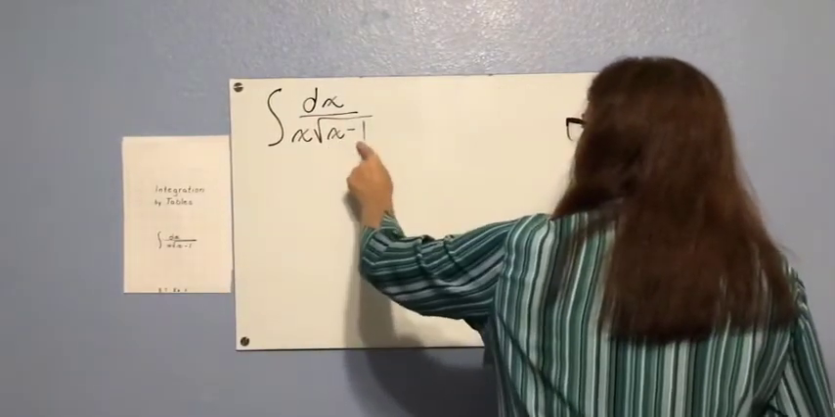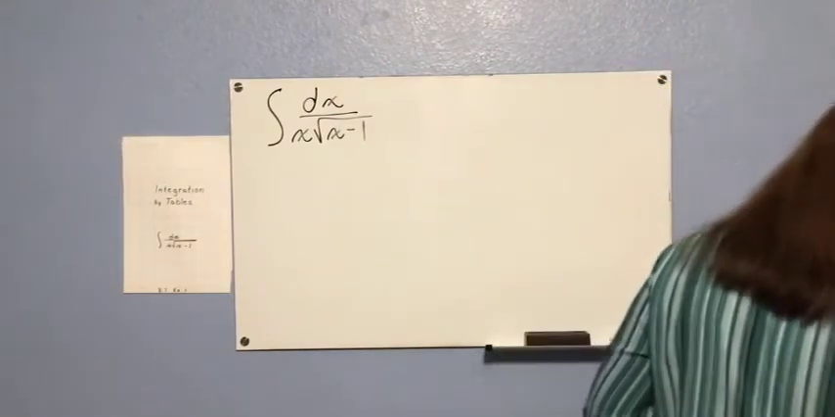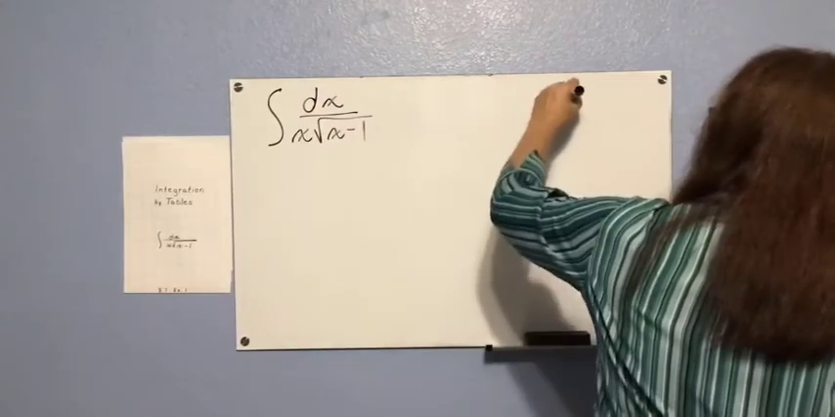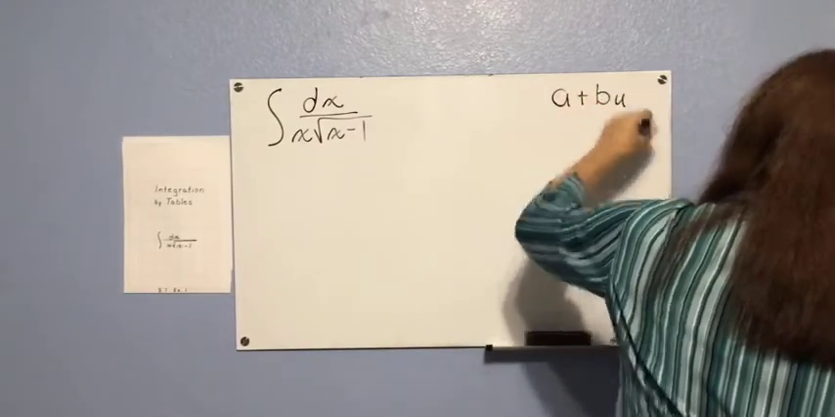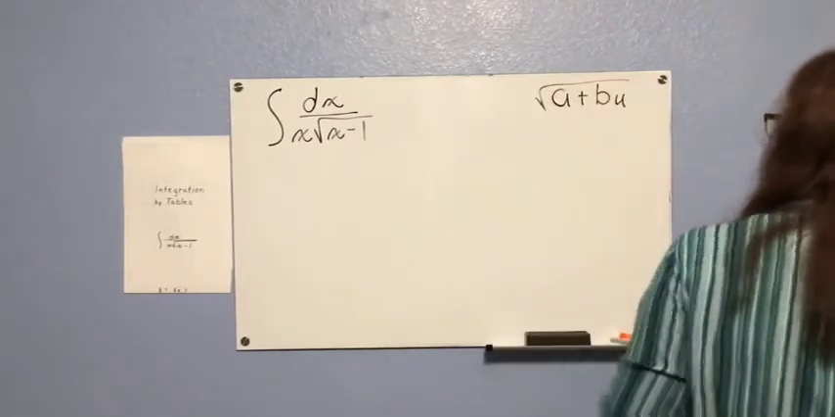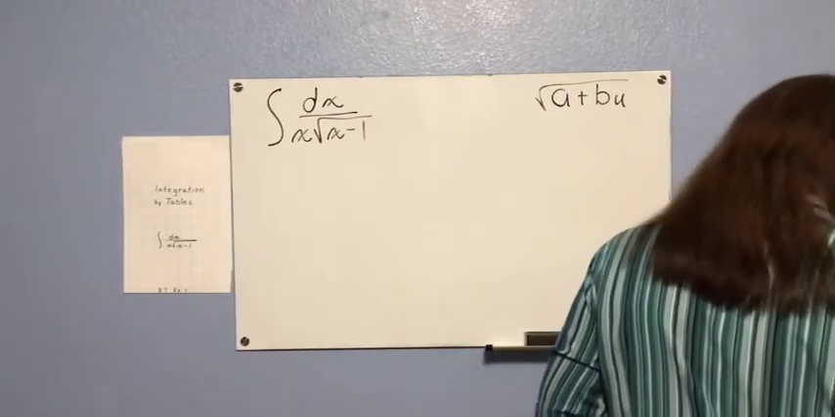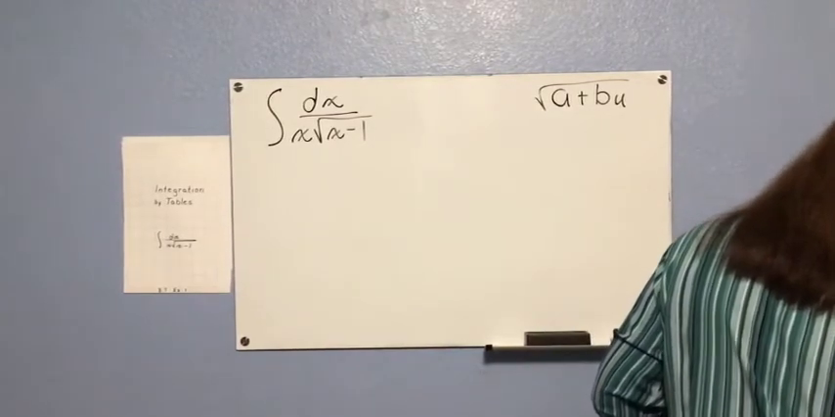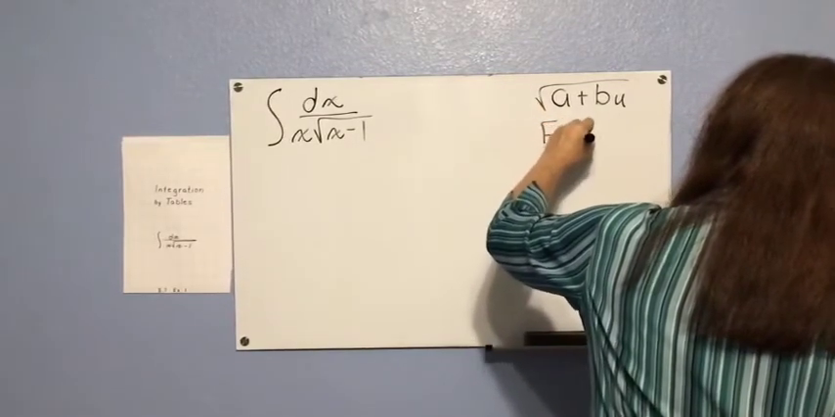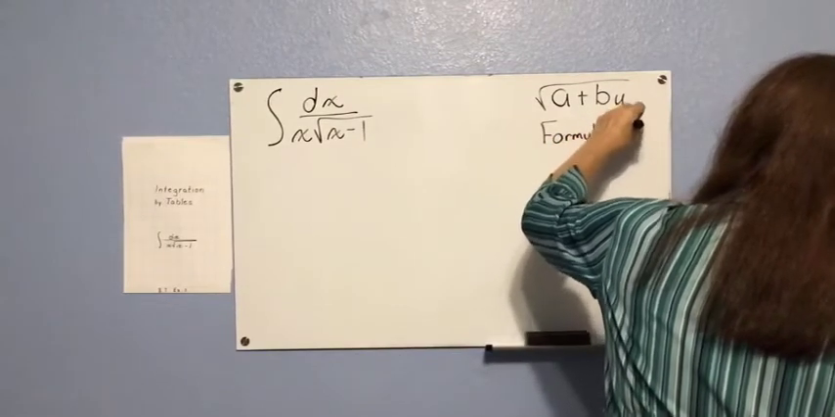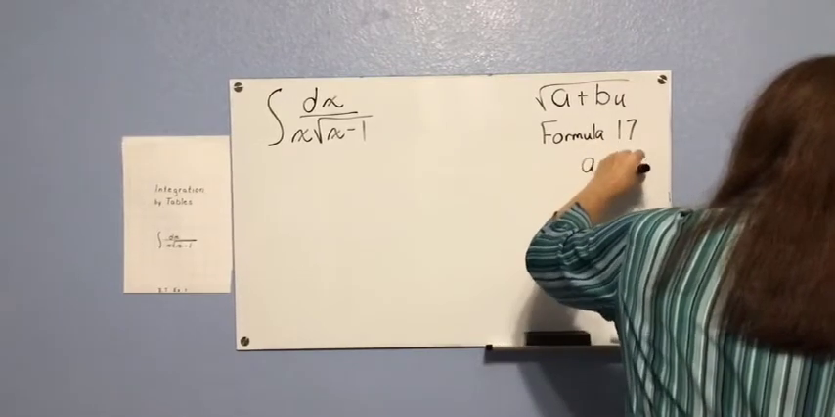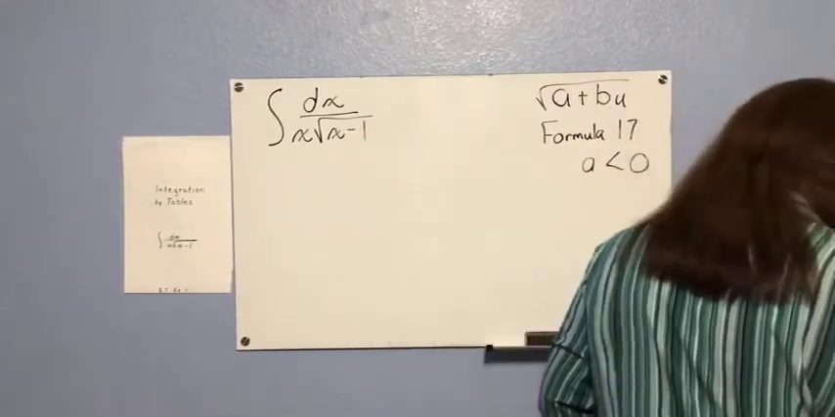Okay, we can see that this expression under the radical is linear. So we should look for something that looks like this in our integration tables. And we find it in formula 17. And we're going to look at the part where a is less than 0, since this is subtracting.